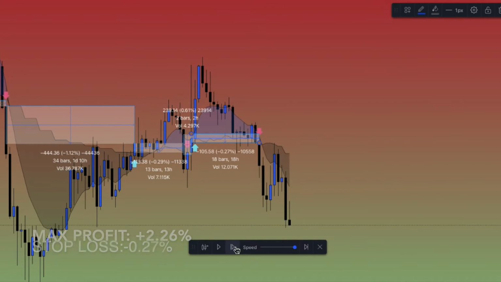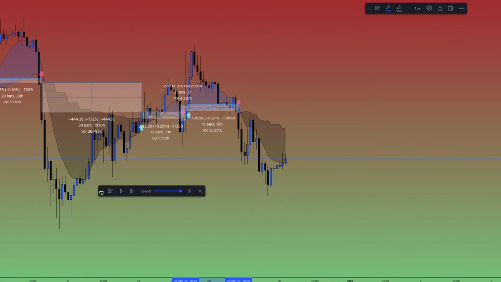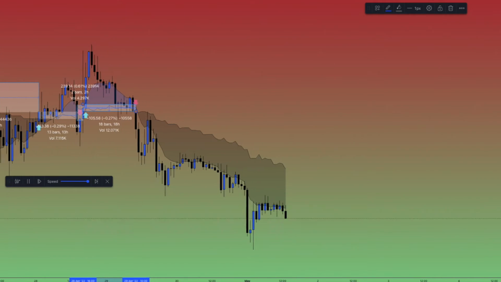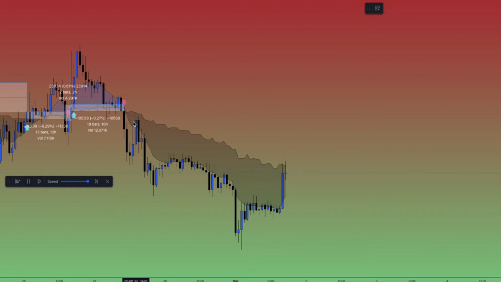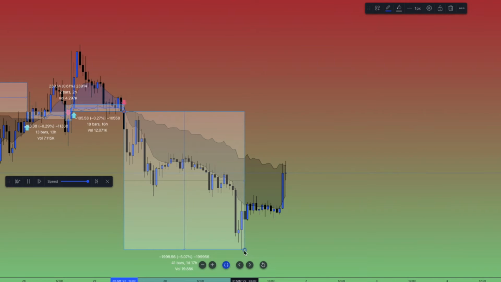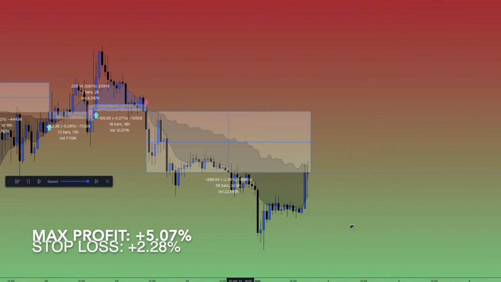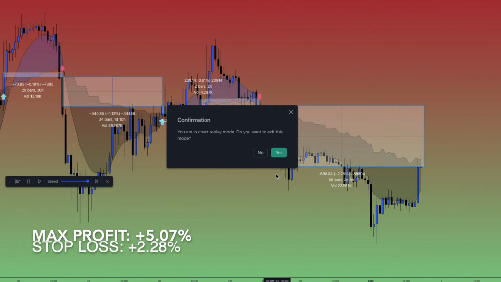But then we see this come in, and now we're here. So if we were at about this point, a potential of 5% profit, but currently sitting at 2% profit. So as you can see, this is the power.